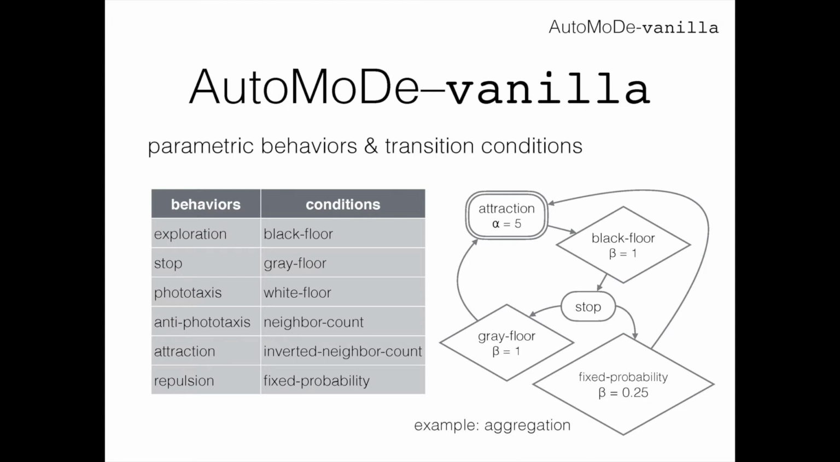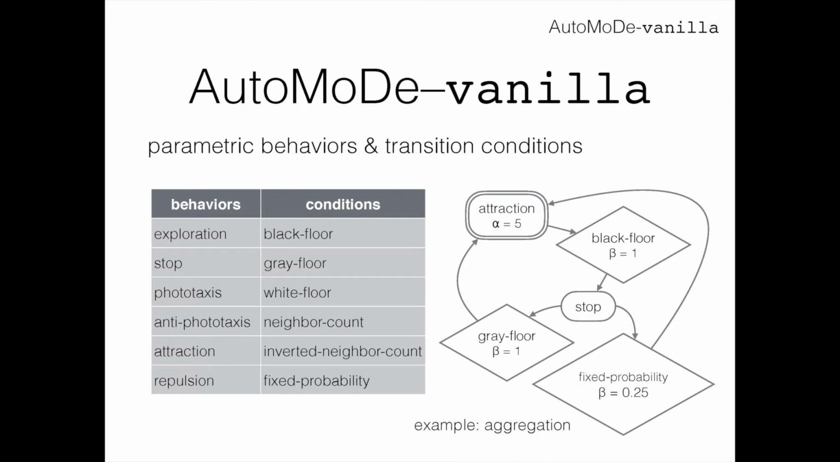The conditions are six: black floor, so change current behavior if the floor is black; gray floor, change behavior if the floor is gray; white floor, change behavior if the floor is white; neighbor count, change behavior if the number of neighbors is at least the value of a parameter; invert neighbor count, the robot changes behavior if the number of neighbors perceived is less than the value of a parameter; and fixed probability, in which the robot changes behavior with a given fixed probability.